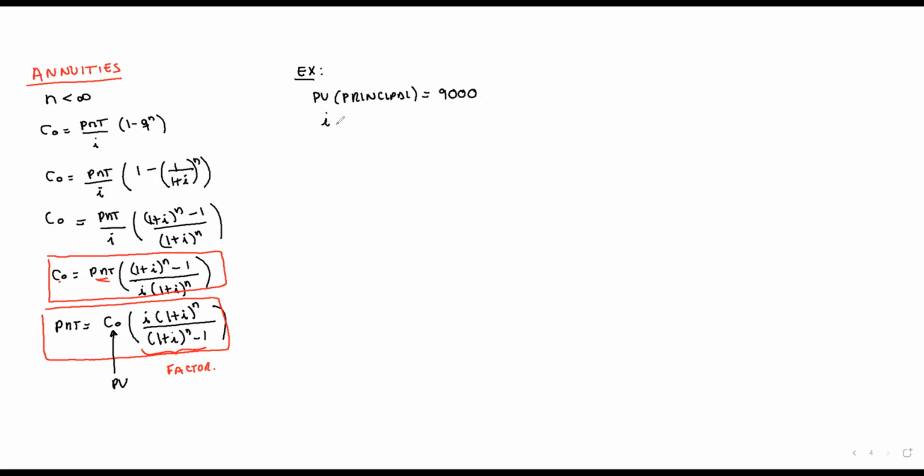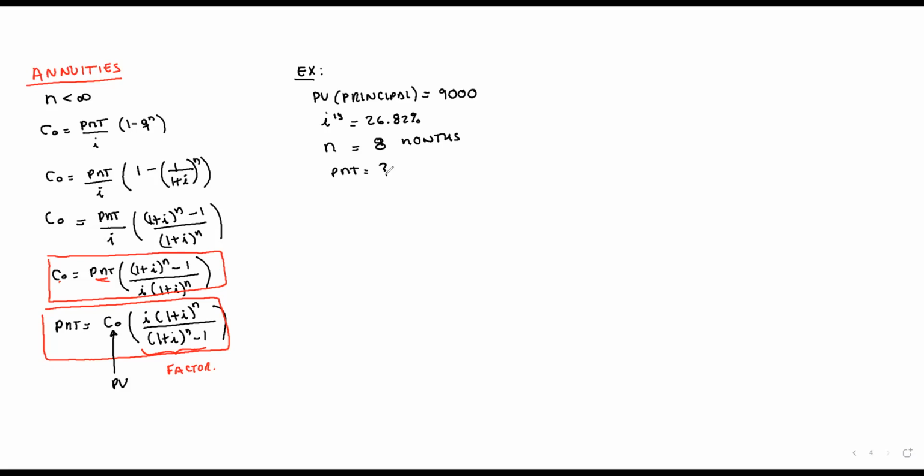Assume that my interest per year is equal to 26.82%. Let's assume that my loan is going to be paid monthly for 8 months. And that's it. Then my question for you is simply, give me the payment.